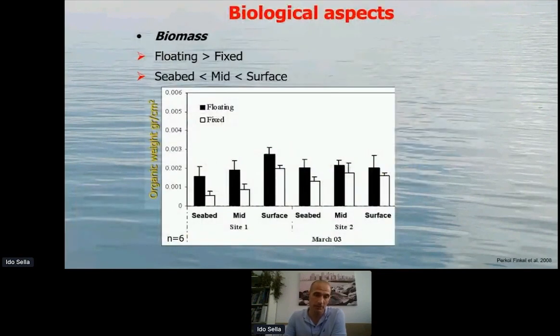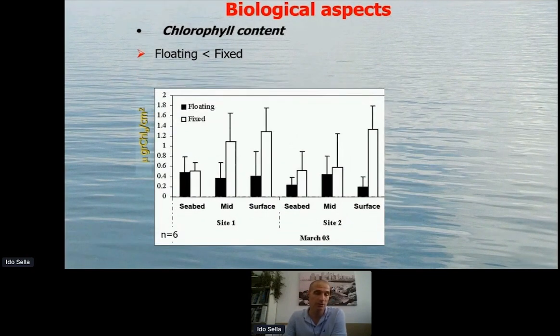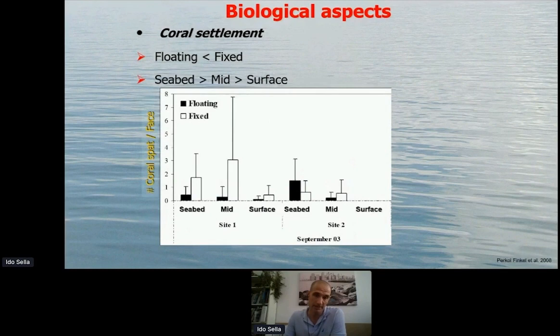And also, which is really important, we found that the biomass is different. The biology that developed on floating and fixed structures is different, with floating structures showing much more biomass than fixed structures. That was also true for other aspects, but for example, for chlorophyll and the amount of algae, the fixed ones actually had much more algae than floating ones. And because it was a coral environment, we also checked the coral settlement on them. And what we found, for example, is that the floating structures recruited fewer corals than the fixed ones.